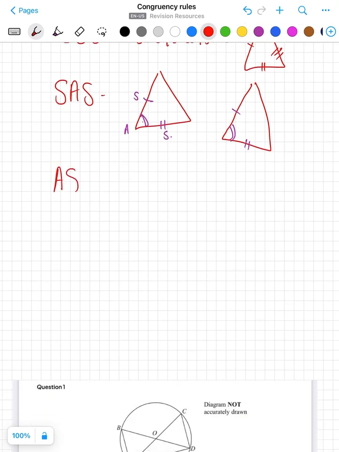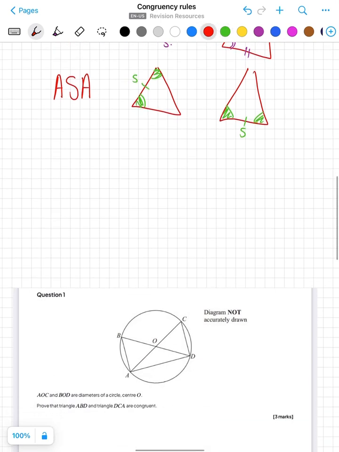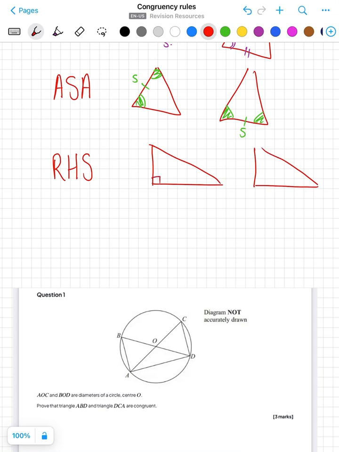Our next rule, angle, side, angle. So again, if we were to look at two triangles, that's to say this angle, this side, and this angle need to be identical to an angle, a side, and an angle in that order. And the final congruency rule is a right angle, hypotenuse, and then a side. So this is applying to typically shapes that involve a right angle, the hypotenuse, and then either of the sides, right angle, hypotenuse, and then a side.